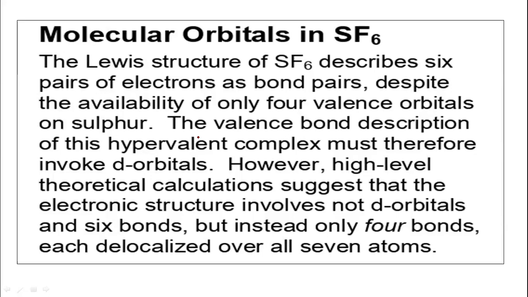In the sulfur hexafluoride molecule, there are not 6 bonds. There are not 6 bonds between the sulfur and fluorine. Not 6 covalent bonds are there. The molecular orbital theory suggests that there are only 4 bonds, and those 4 bonds are delocalized over all the 7 atoms. In the SF6 molecule, there are 7 atoms. You can see here sulfur and 6 fluorine atoms. So 7 atoms are there. So we have to assume this thing.